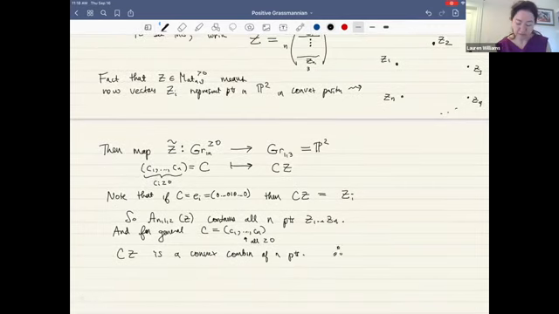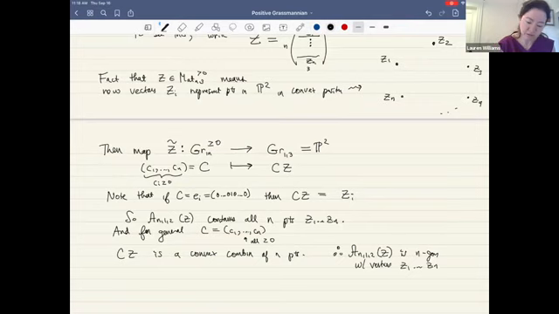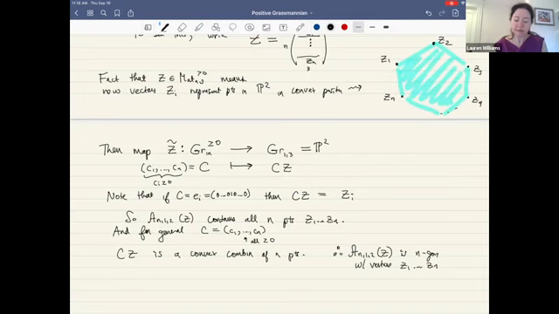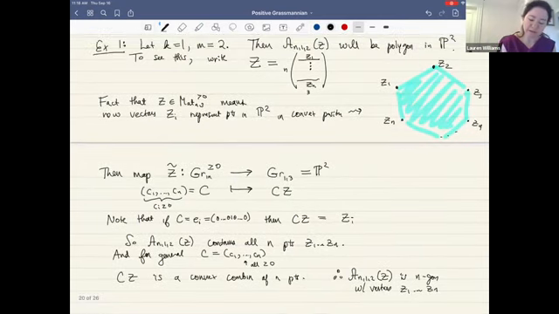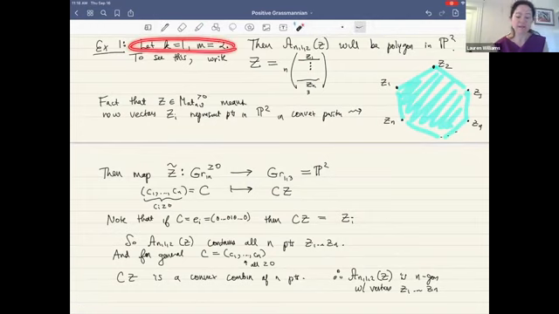So therefore, A_{n,1,2}(Z) is the n-gon with vertices Z1 through Zn. So it's this whole polygon; we sweep out that whole polygon. This is what happens when K is 1 and M is 2. We get a polygon in P2.